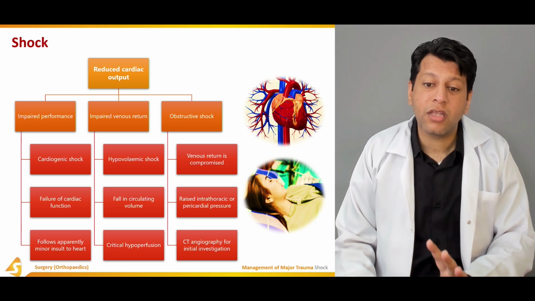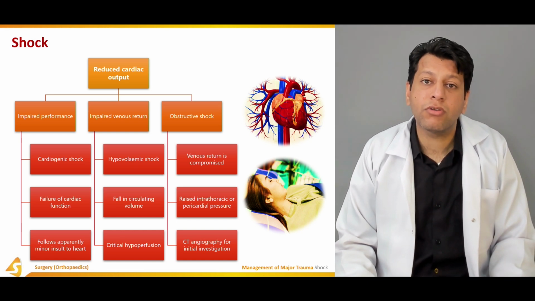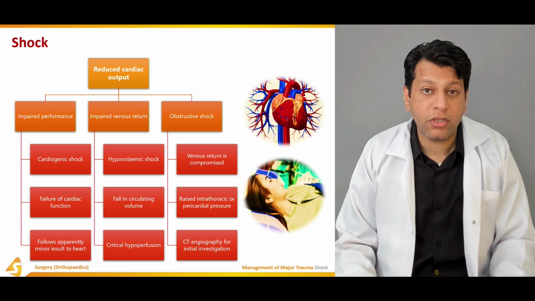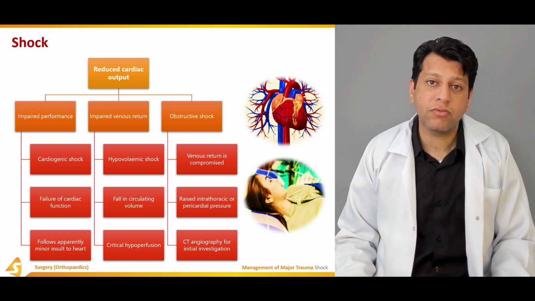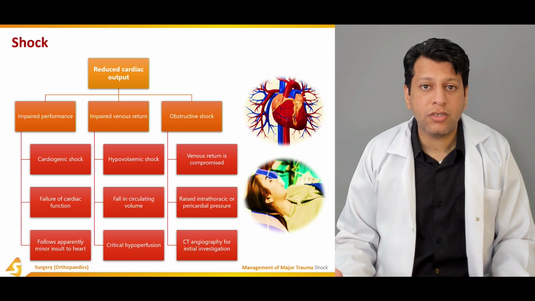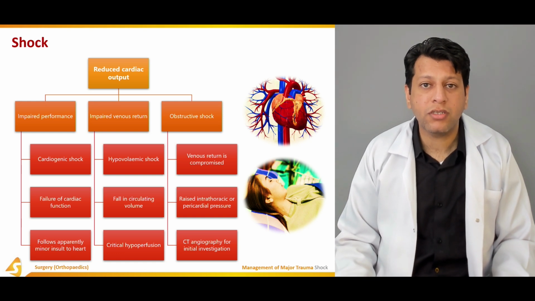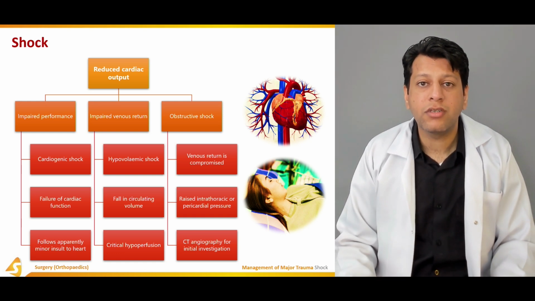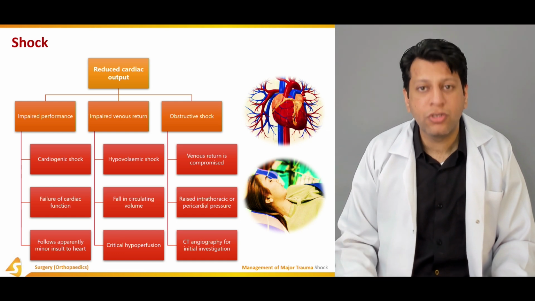And the classical example of this type of obstructive shock is tension pneumothorax, in which the problem is actually with the lungs, but the tension and the pressure is so much that it's actually obstructing the venous return to the heart, eventually leading to shock.